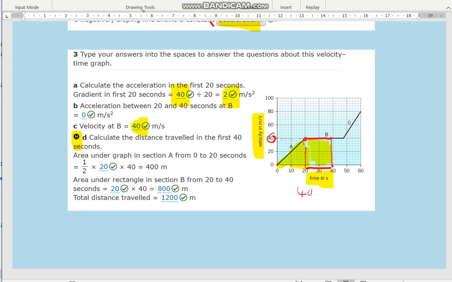So 40 take away 20 gives us 20 seconds, and then multiplied by 40, which is the velocity, the height of our rectangle. 20 times 40 gives you 800 meters. And so the total distance travelled we work out by adding 800 to 400. These two areas added together give us the total distance travelled of 1,200 meters.